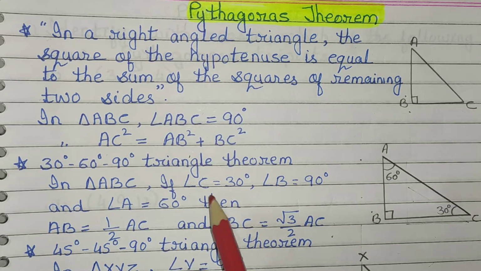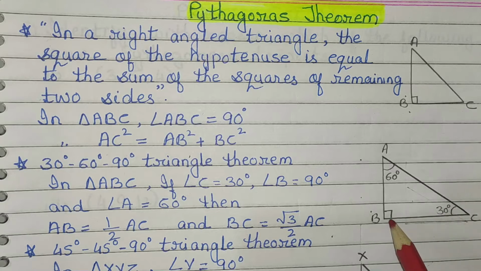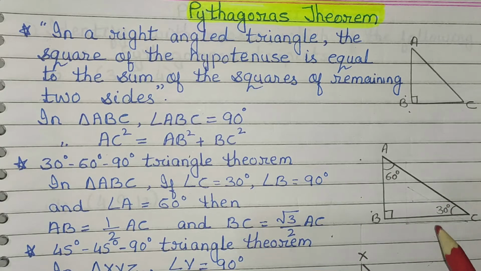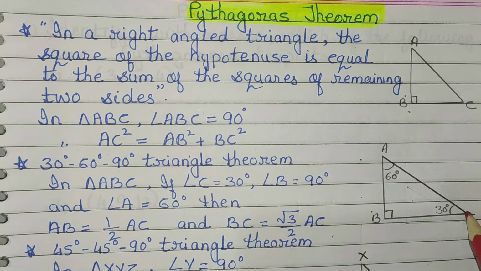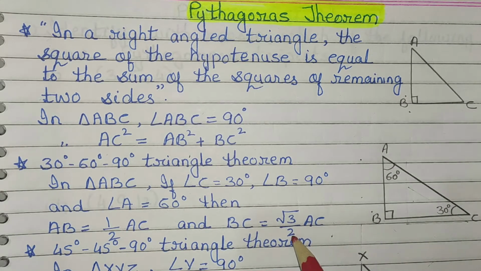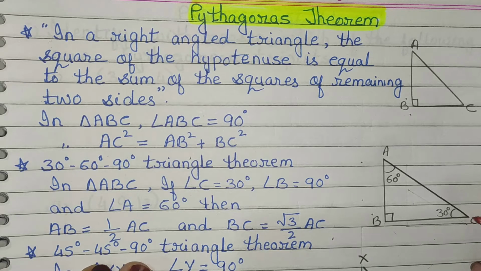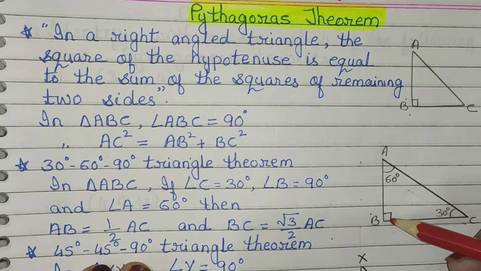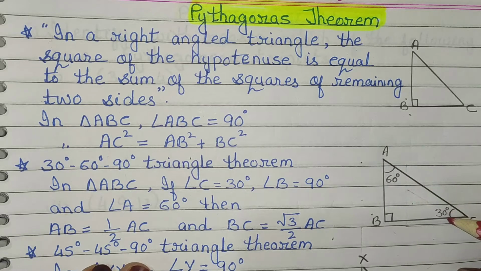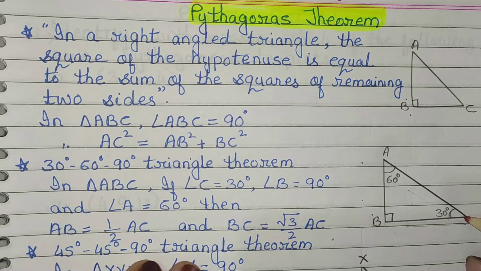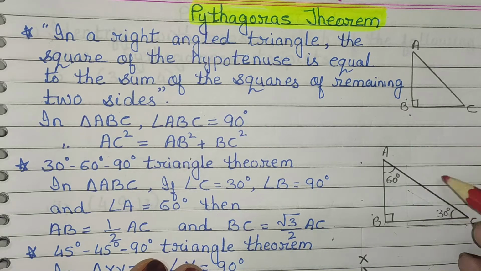Now the next topic is 30, 60, 90 degree triangle theorem. In triangle ABC, if angle C is 30 degree, angle B is 90 degree and angle A is 60 degree, then AB is equal to half of AC and BC is equal to √3/2 into AC. If the angles in a triangle are 30, 60 and 90 degrees, then the side opposite to 30 has length half of the hypotenuse, and the side opposite to the 60 angle, means here BC, has length √3/2 into hypotenuse.